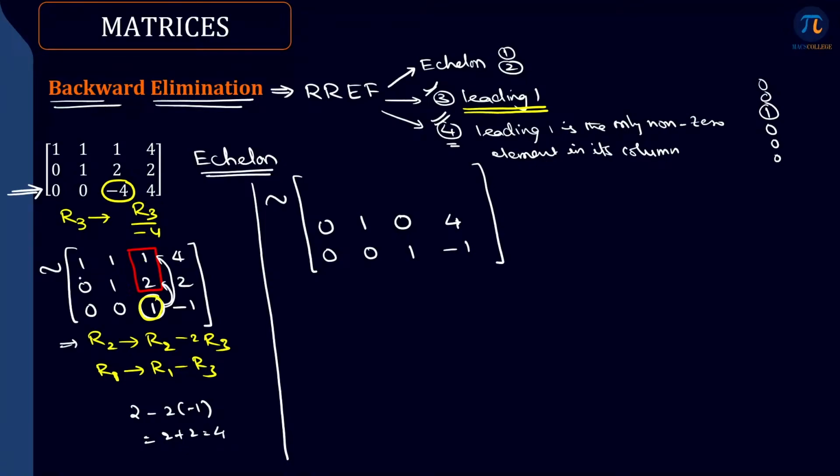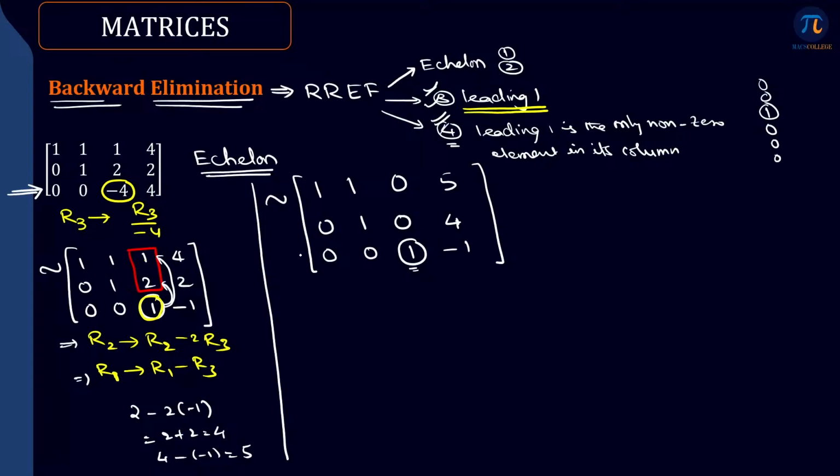Then the next one, R1 is R1 minus R3. 1 minus 0 is 1. 1 minus 0 is 1. 1 minus 1 is 0. Then 4 minus of minus 1, which is 4 plus 1, that is 5. And you see this is 1, and in this column all the remaining elements are 0. So for this leading 1, these two conditions are satisfied.